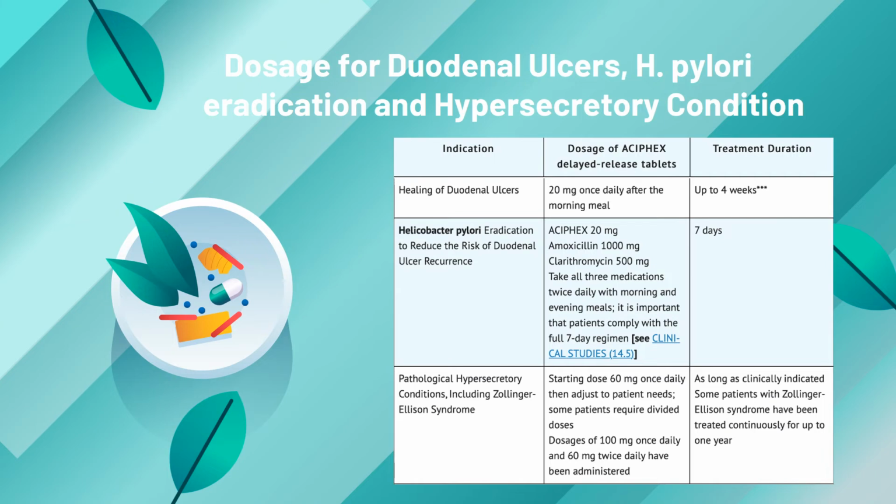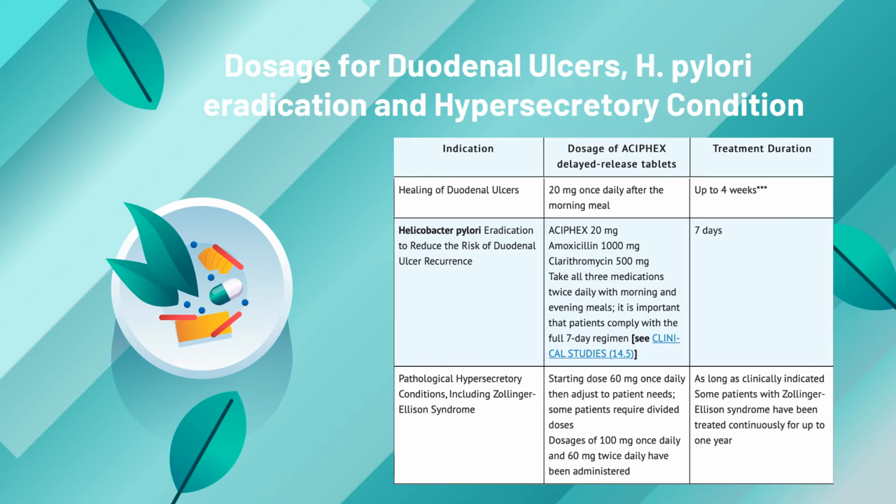The dosages to treat duodenal ulcers, H. pylori eradication, and hypersecretory conditions are as follows. For duodenal ulcers, the patient is advised to take 20 mg once daily after morning meals for up to 4 weeks. For H. pylori eradication, the patient should take this medication 20 mg with amoxicillin 1000 mg and clarithromycin 500 mg together twice daily with morning and evening meals.